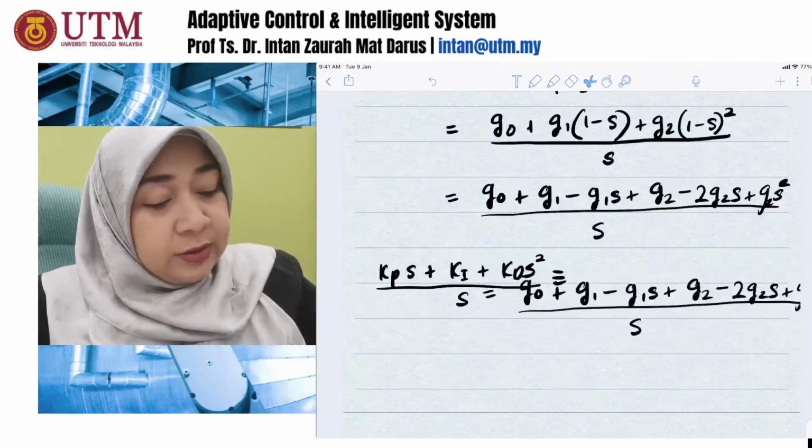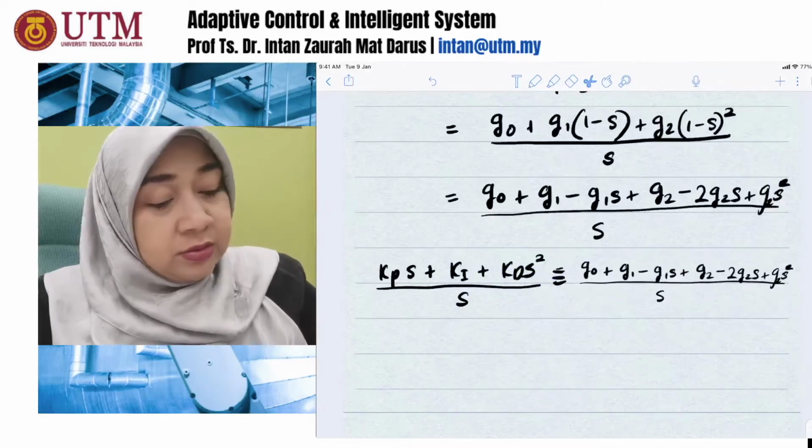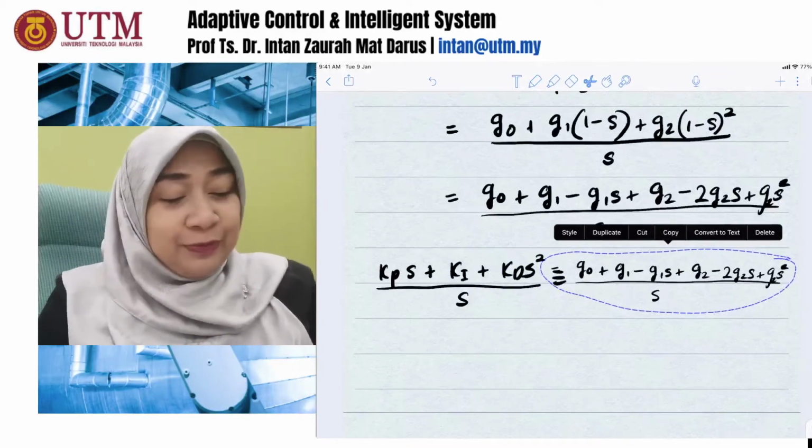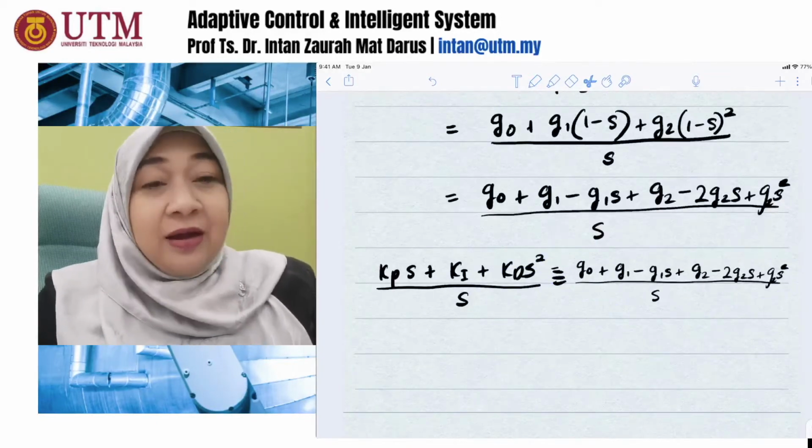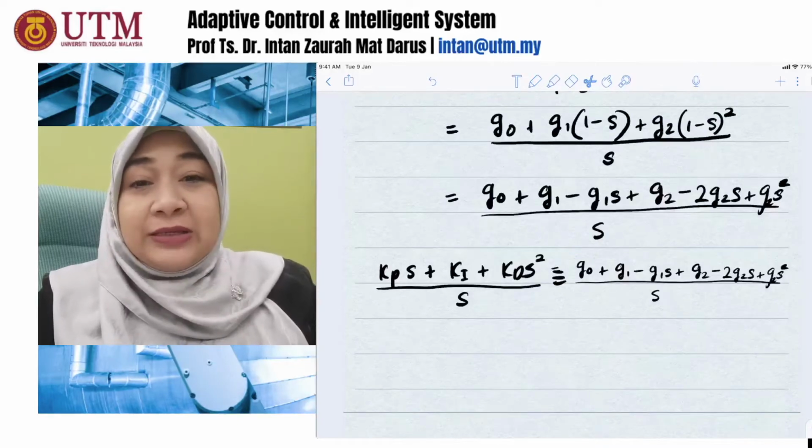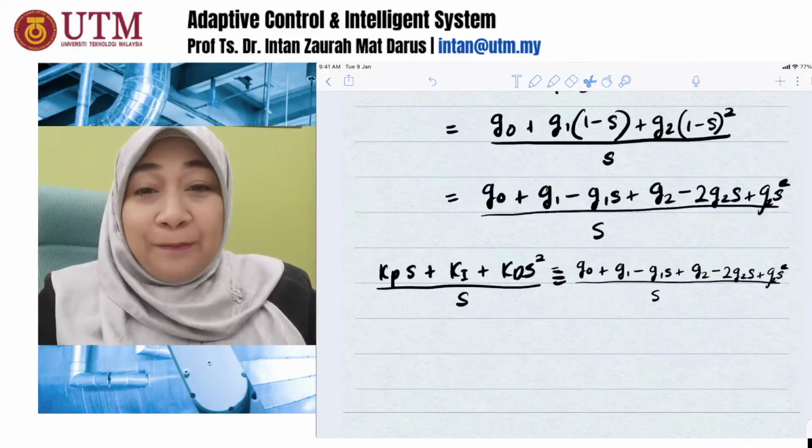It's too big, so maybe make it smaller. It's not very nice, but it's there. Okay, so we can do that. All right, since the denominator is already the same, what we can do is just compare the numerator.